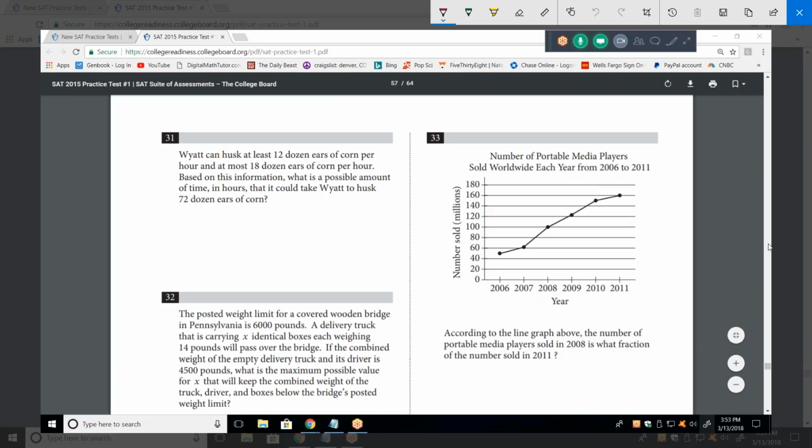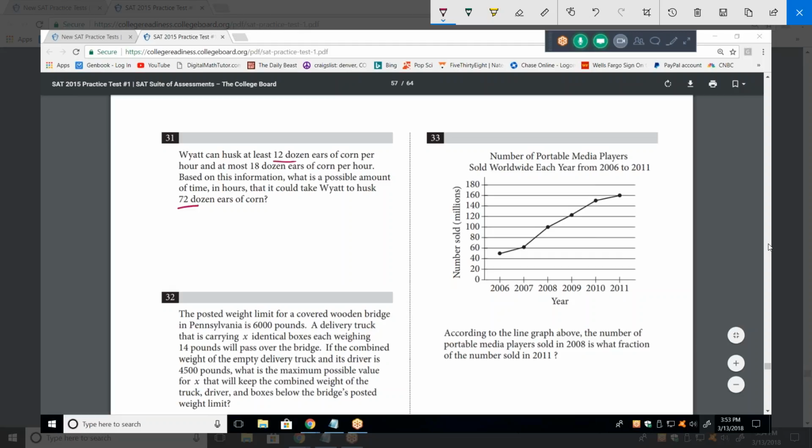The smallest. Let's say he's having a bad day and he's only doing 12 per hour as opposed to 18 per hour. He's having a really good day, he's doing 18 per hour. He's having a bad day, he's doing 12 per hour. So let's say he's having a bad day. How long is it going to take him to shuck 72 dozen ears of corn if he can do 12 dozen per hour?